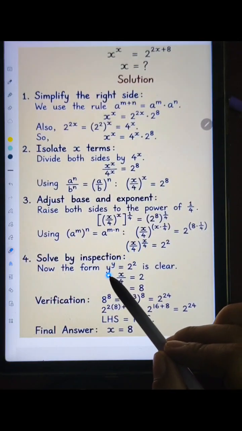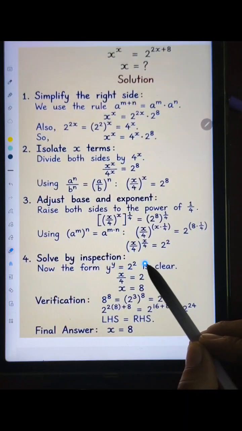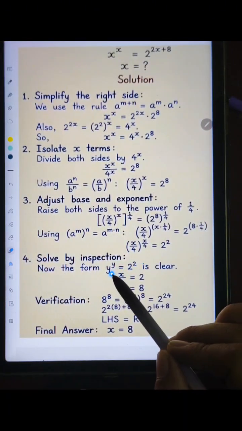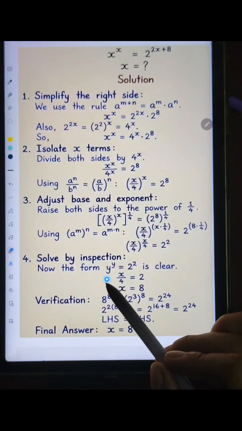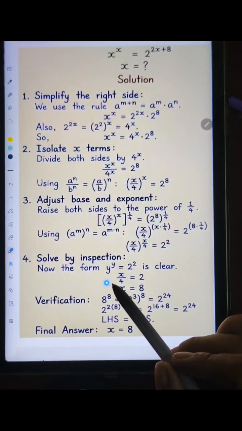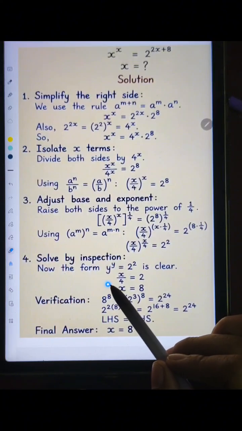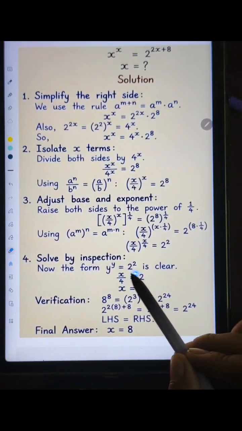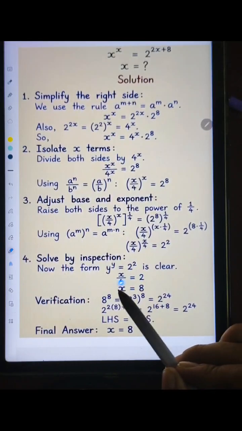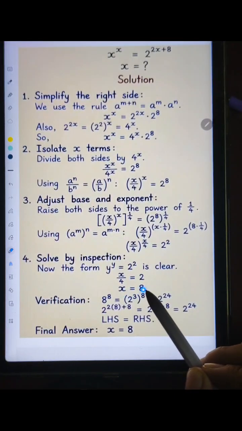But we can also express x over 4 as y. So we have y raised to y here, which is equal to 2 squared. So eventually, y raised to y equals 2 raised to 2, meaning y is equal to 2. And since we expressed y as x over 4, x over 4 is equal to 2. And solving for x by cross multiplication, x is equal to 8.